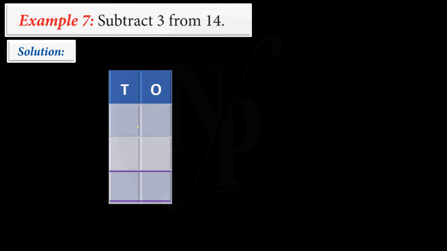In number 14 we know that 1 is in tens place, so we write 1 here, and 4 is in ones place, so we write 4 in ones place. First we will write 14 like this, and we have to subtract 3 from 14. 3 is a single digit number and it is always in ones place, so we write 3 in ones place here just below 4.